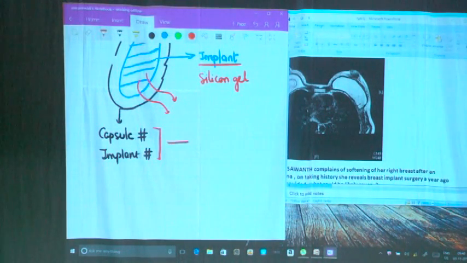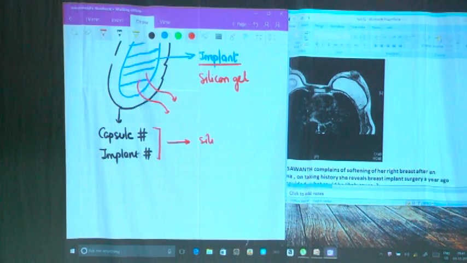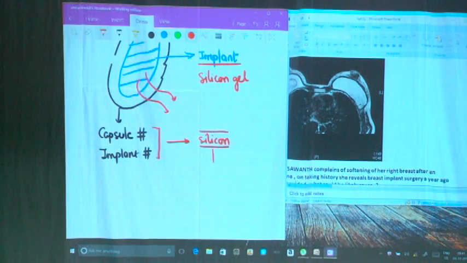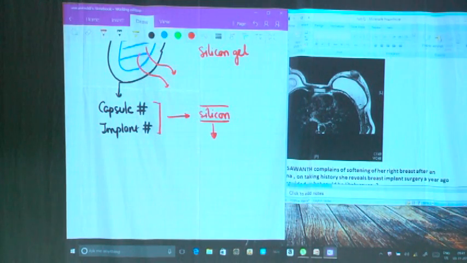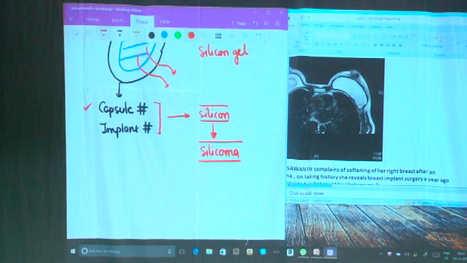When the silicon leaks out into surrounding tissue, it will lead to formation of a granuloma, and the silicon-induced granuloma is referred to as silicoma. Last year PGI they asked you what is the silicoma. Silicoma is nothing but a complication that is seen after breast implant injury, where both capsule as well as implant are usually ruptured. They can ask you what is the investigational choice for silicoma.